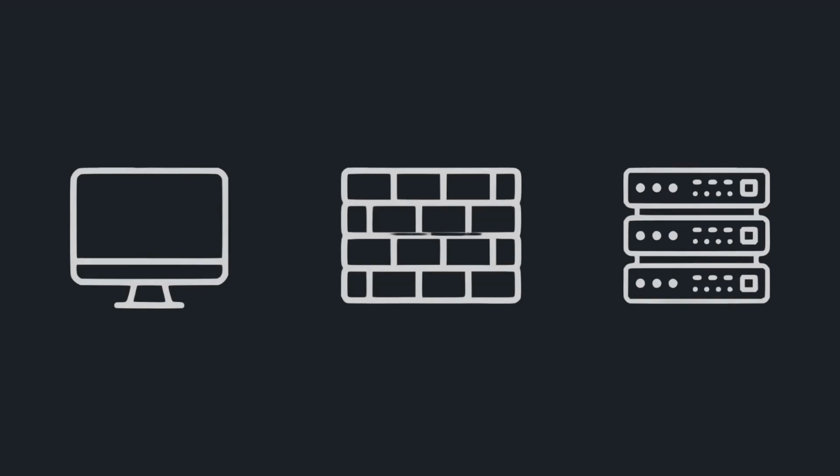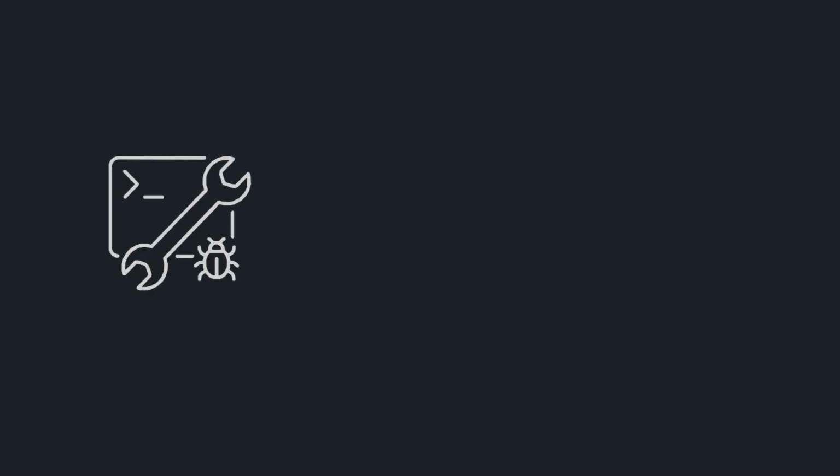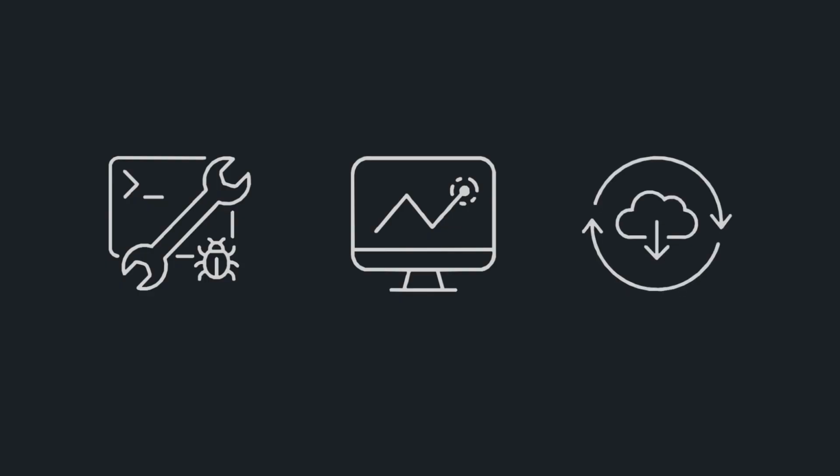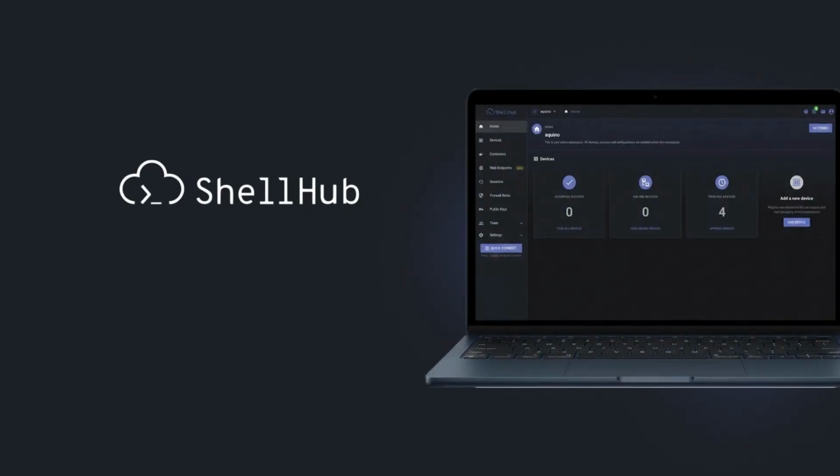Many organizations deploy devices behind firewalls, NAT, or in isolated networks. This makes troubleshooting, monitoring, or updating devices challenging, especially at scale. ShellHub's web endpoint feature solves this problem.